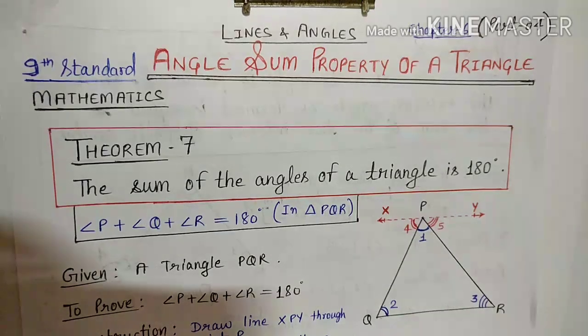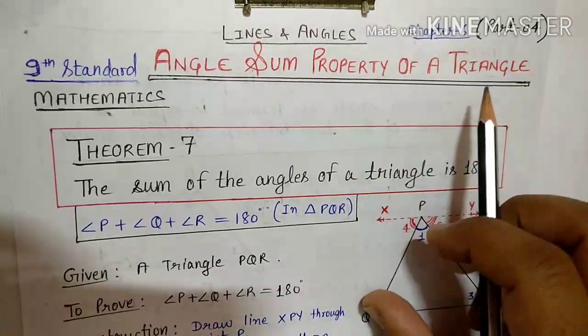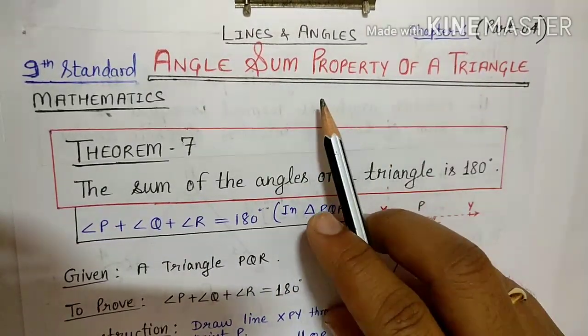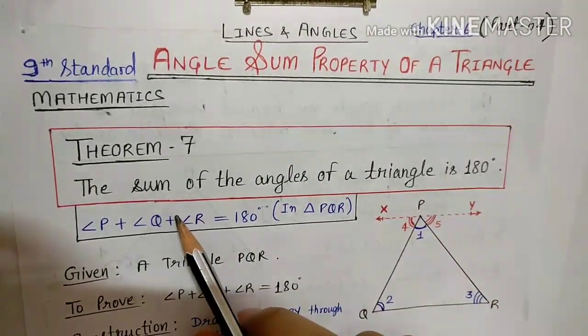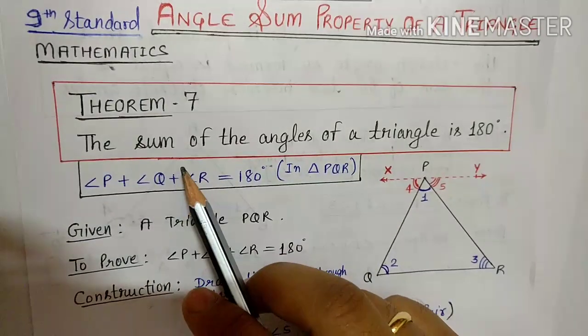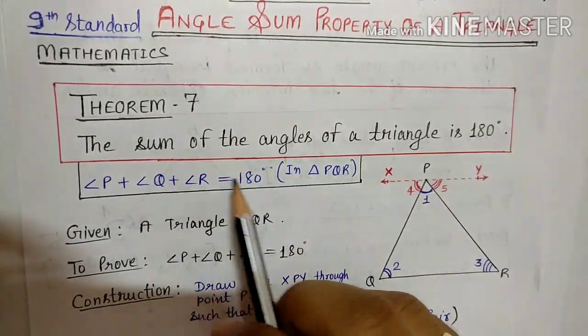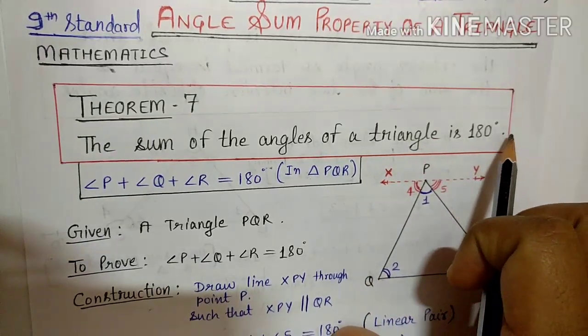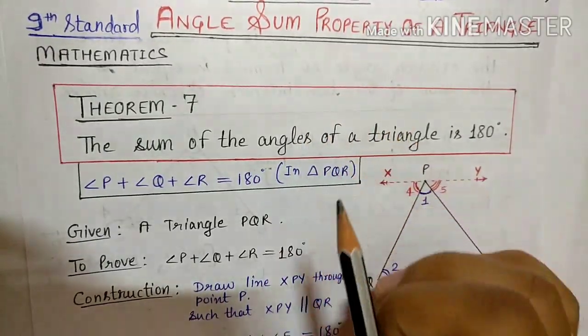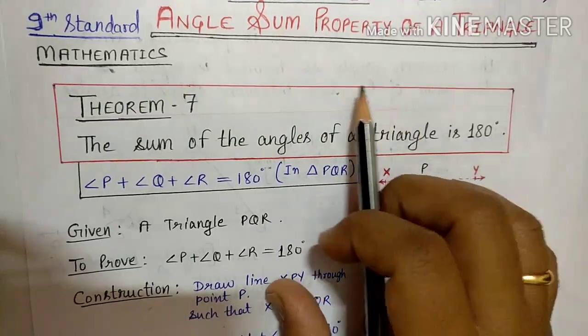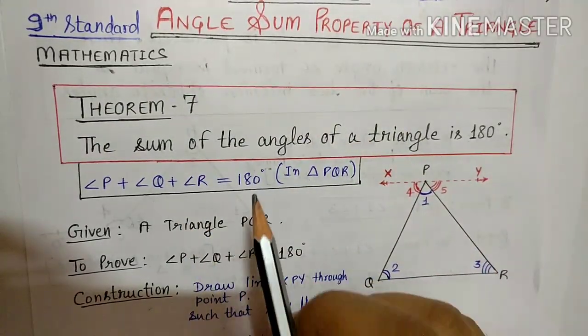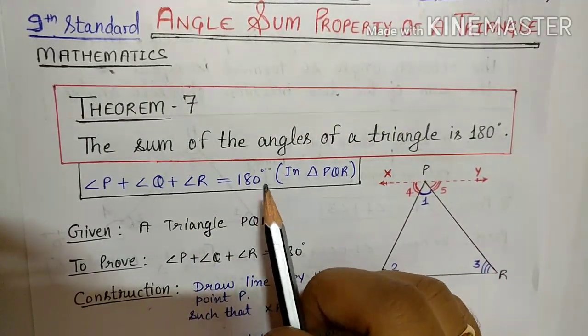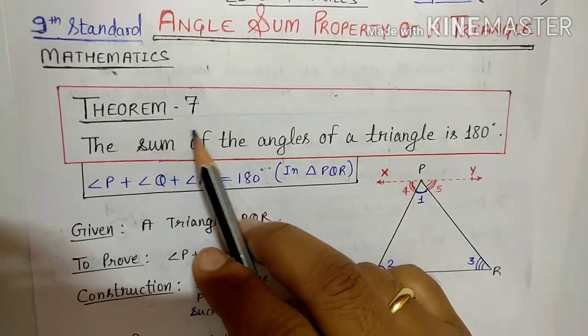So today our topic is the angle sum property of a triangle. We will learn this property through a theorem, that is theorem number 7. The theorem says that the sum of the angles of a triangle is how much? 180 degrees. Now we know very well that in a triangle there are three angles. If we add all three angles, their sum should come how much? 180 degrees. It is according to theorem number 7.